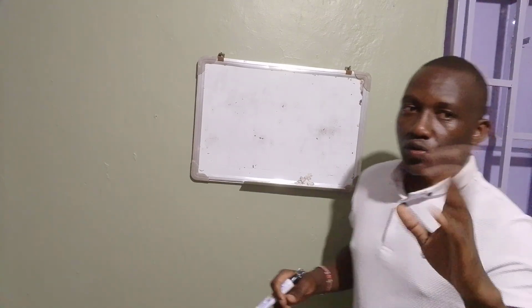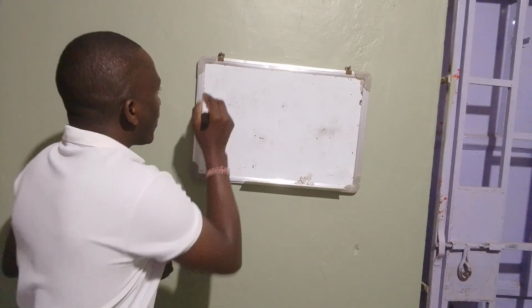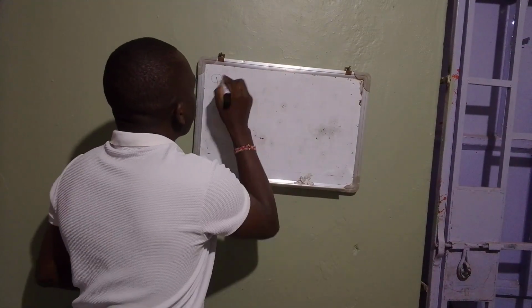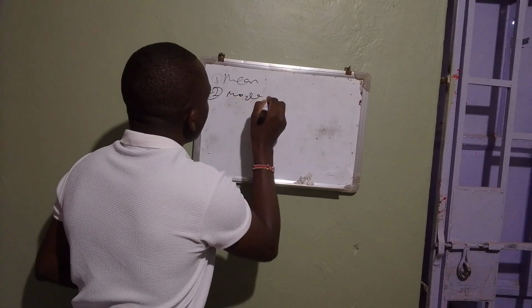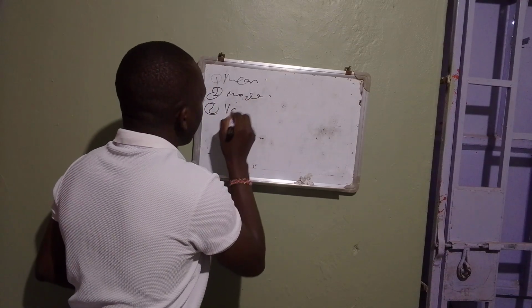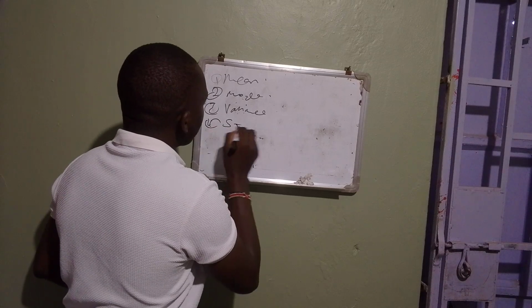Now, we said we are going to start with these values. Number 1, the mean. Number 2, the mode. Number 3, today we are going to look at the variance. Then number 4 is the STD.